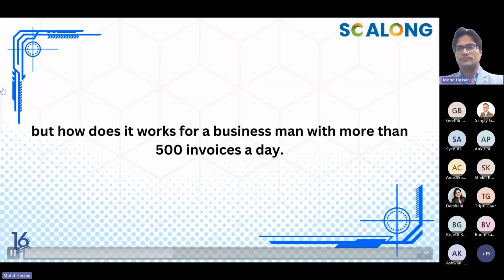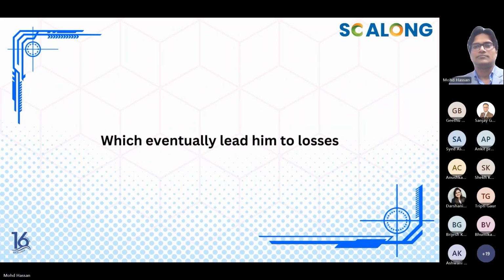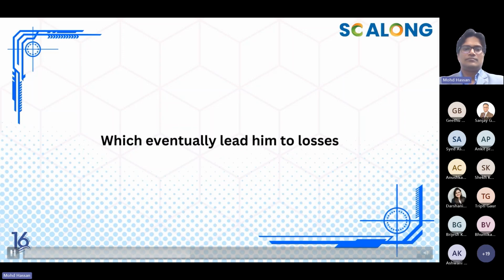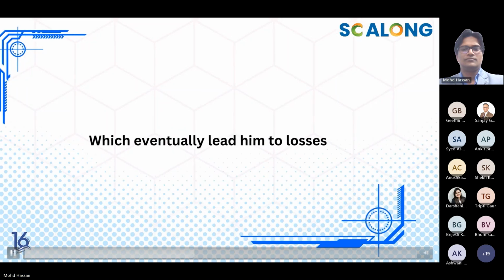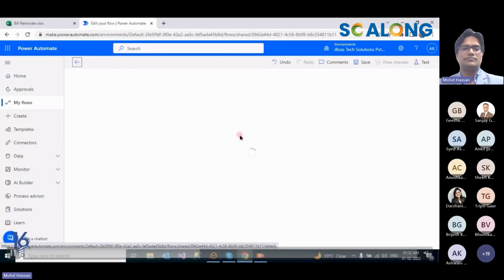But how does it work for a business with more than 500 invoices a day? It's difficult for them to follow up with the debtors. Every 15 days we repeat the payment reminder. This actually leads the creditor to huge losses, because manual payment reminders are time-consuming and lack payment tracking. However, this issue can be resolved with automation.